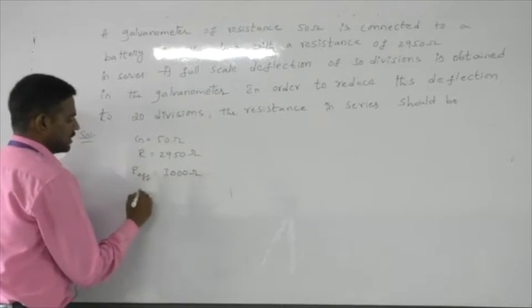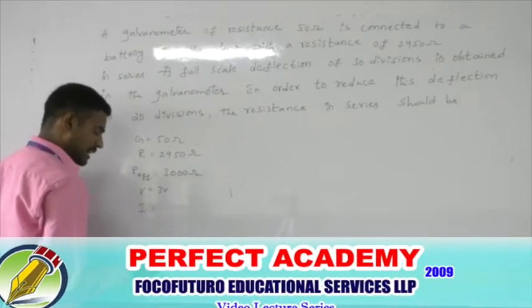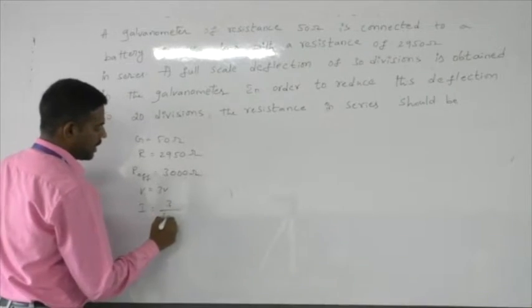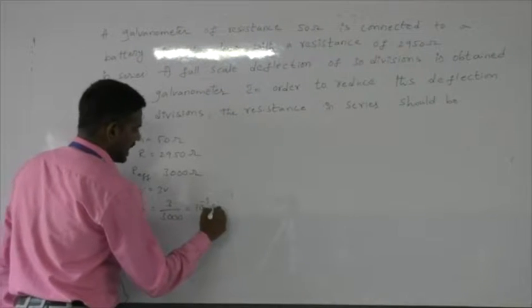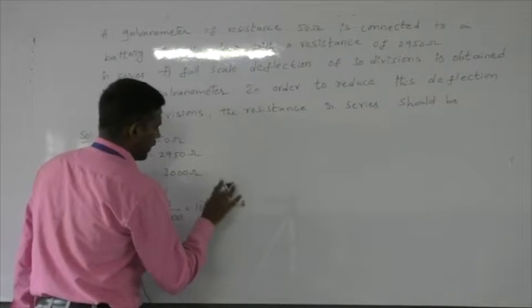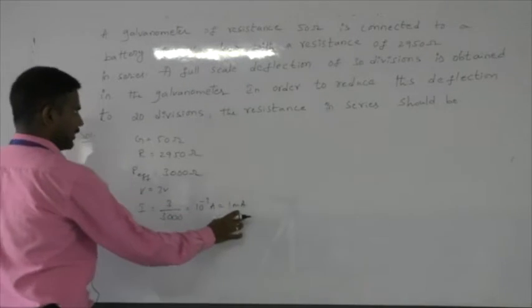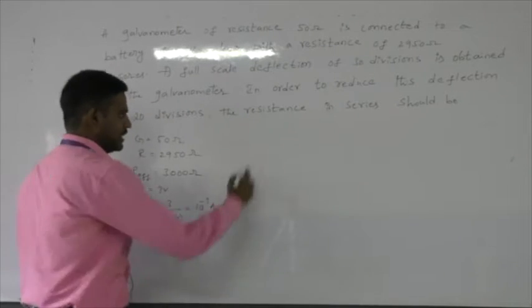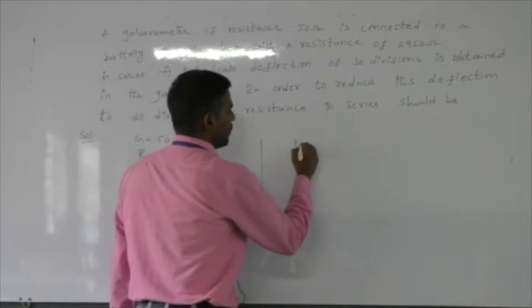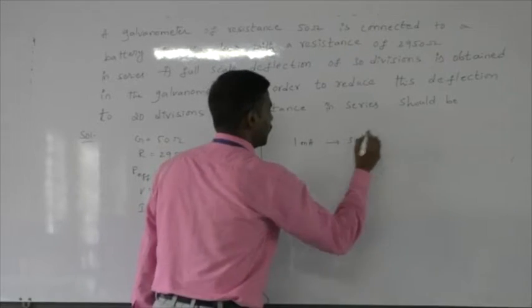Now, what is the voltage across it? 3 volt. Hence, what is the current going through it? I equals V by R. So it's going to be nothing but 10 to the power of minus 3 amperes, 1 milliampere. This is the current flowing through it. Now, this 1 milliampere is sufficient to have a full deflection of 30 divisions. Right? So what I can write now? 1 milliampere can produce 30 divisions of full deflection.